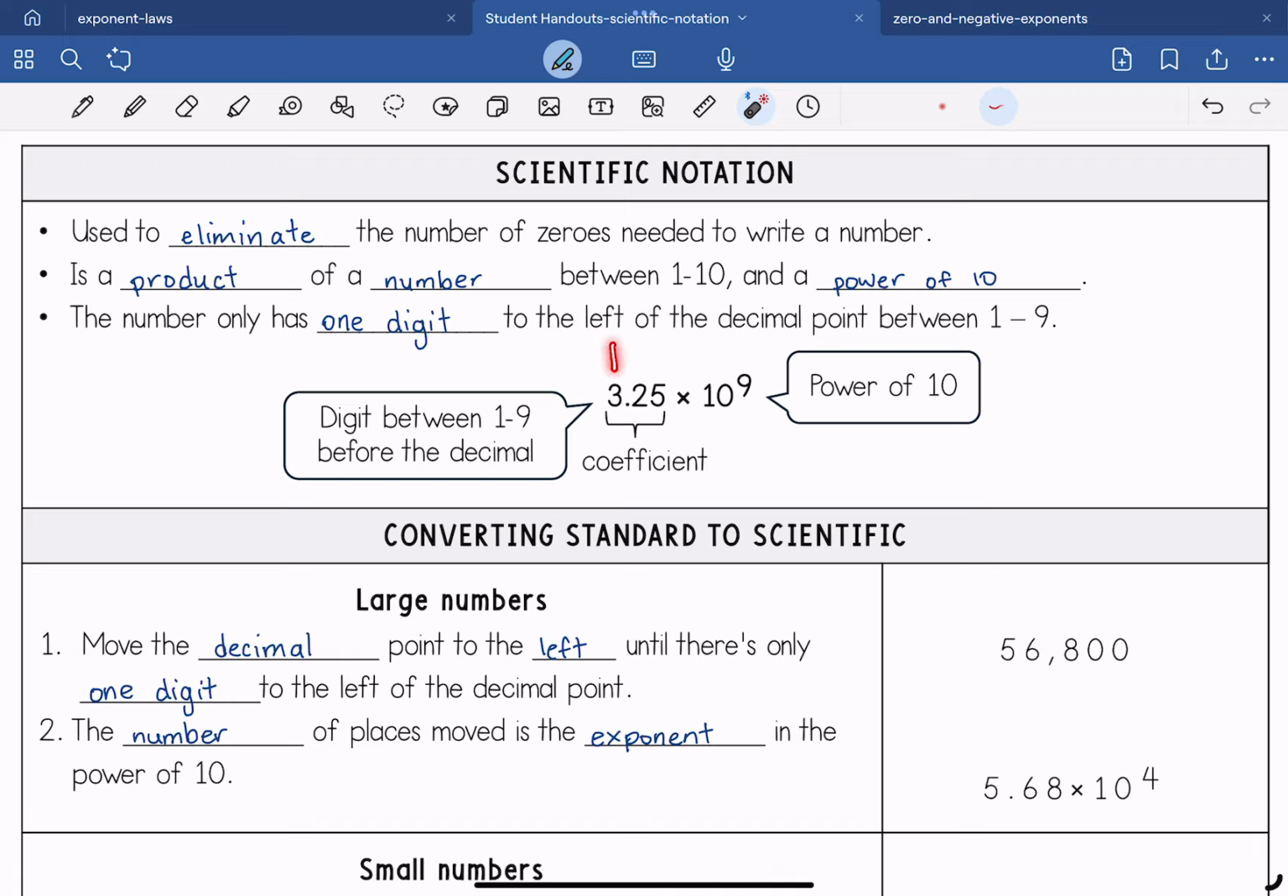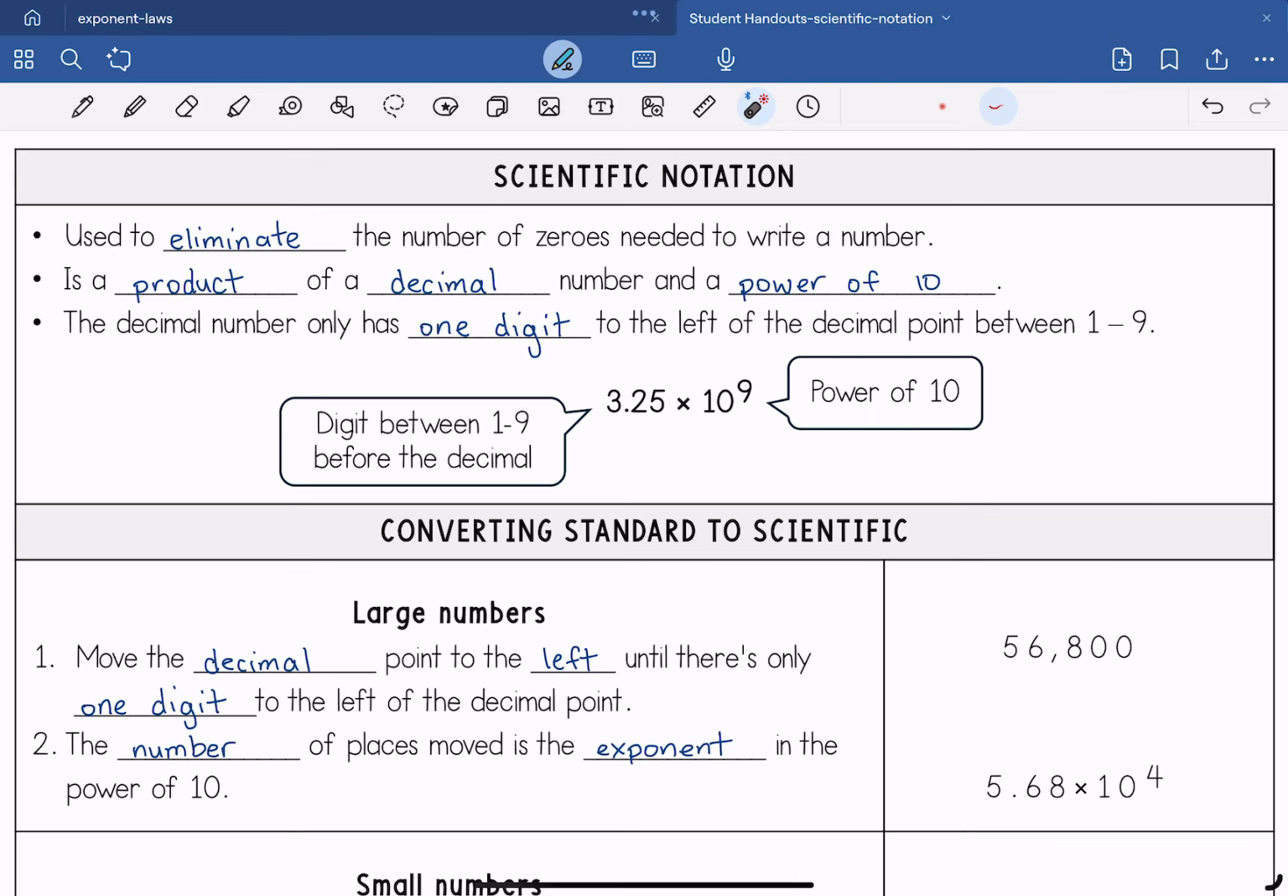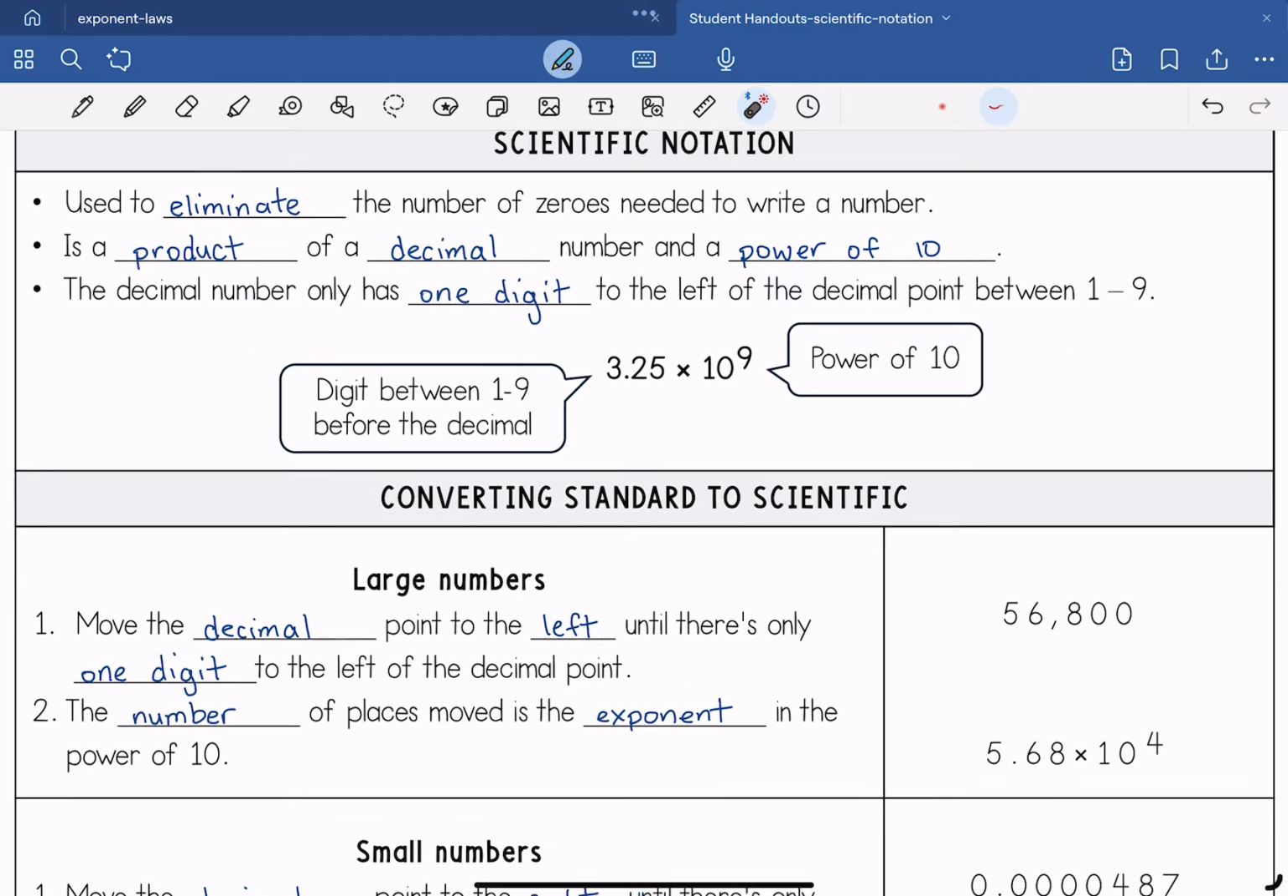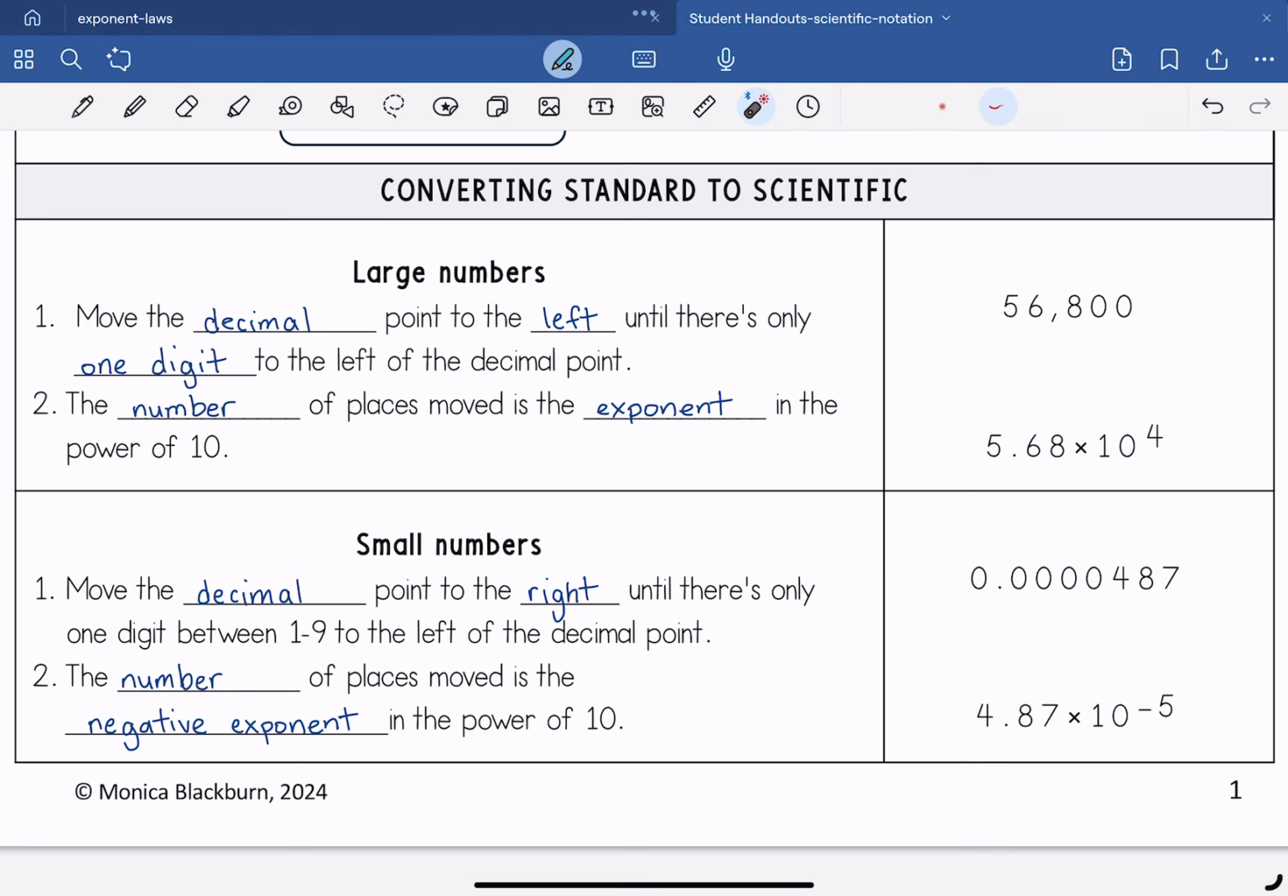The number here in the ones place can only be a digit between 1 and 9. So it can't be a 0 when it's in scientific notation. And it has a base of 10 with a power of 9. So there will always be a power of 10 to an exponent, which could be 1. So how do we convert standard form to scientific notation?